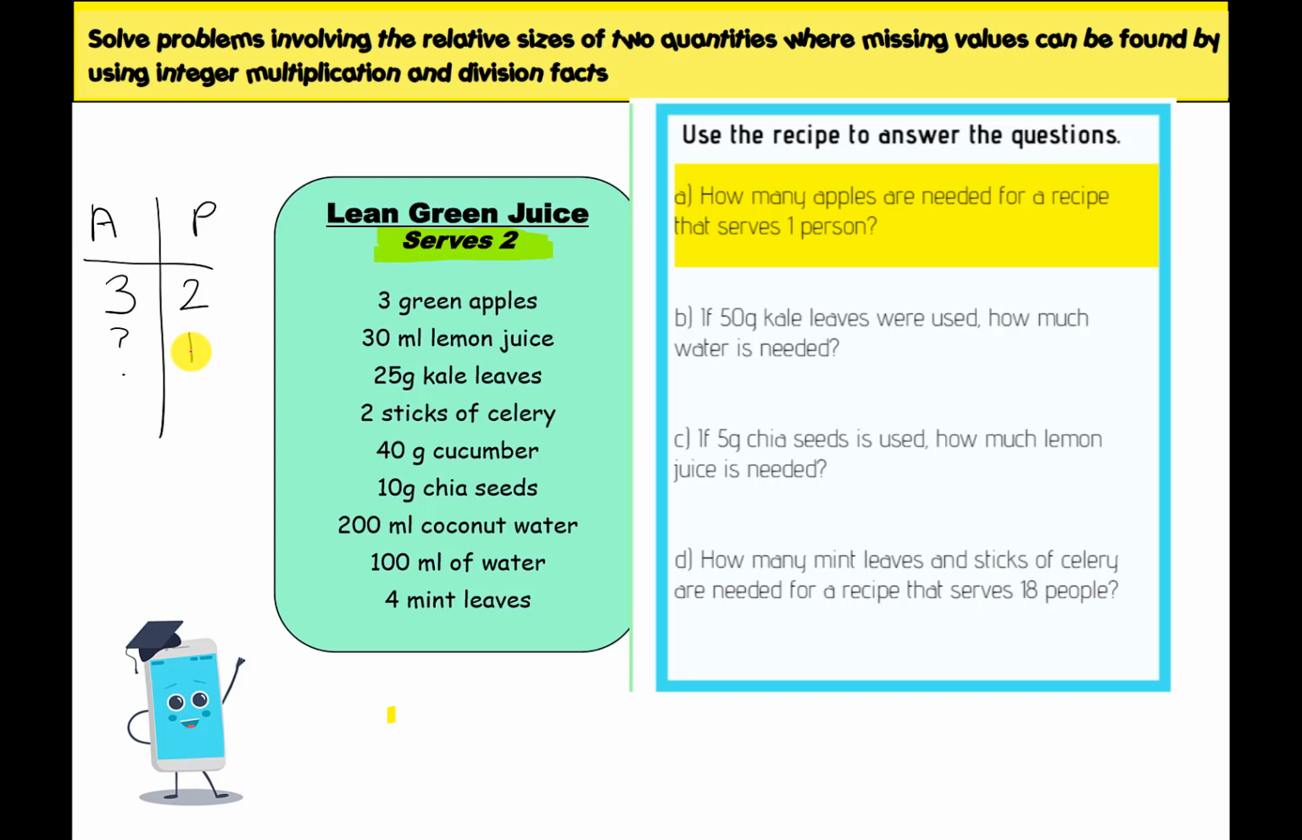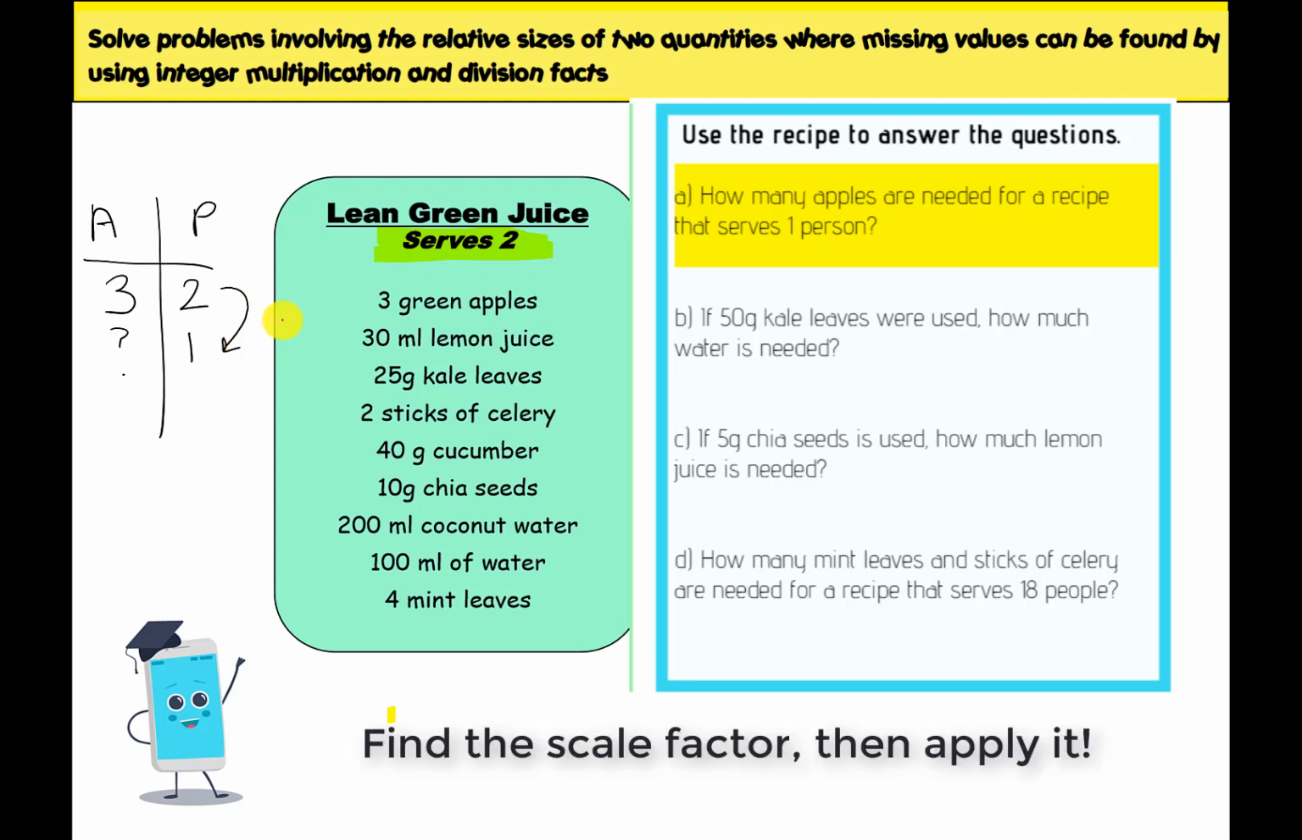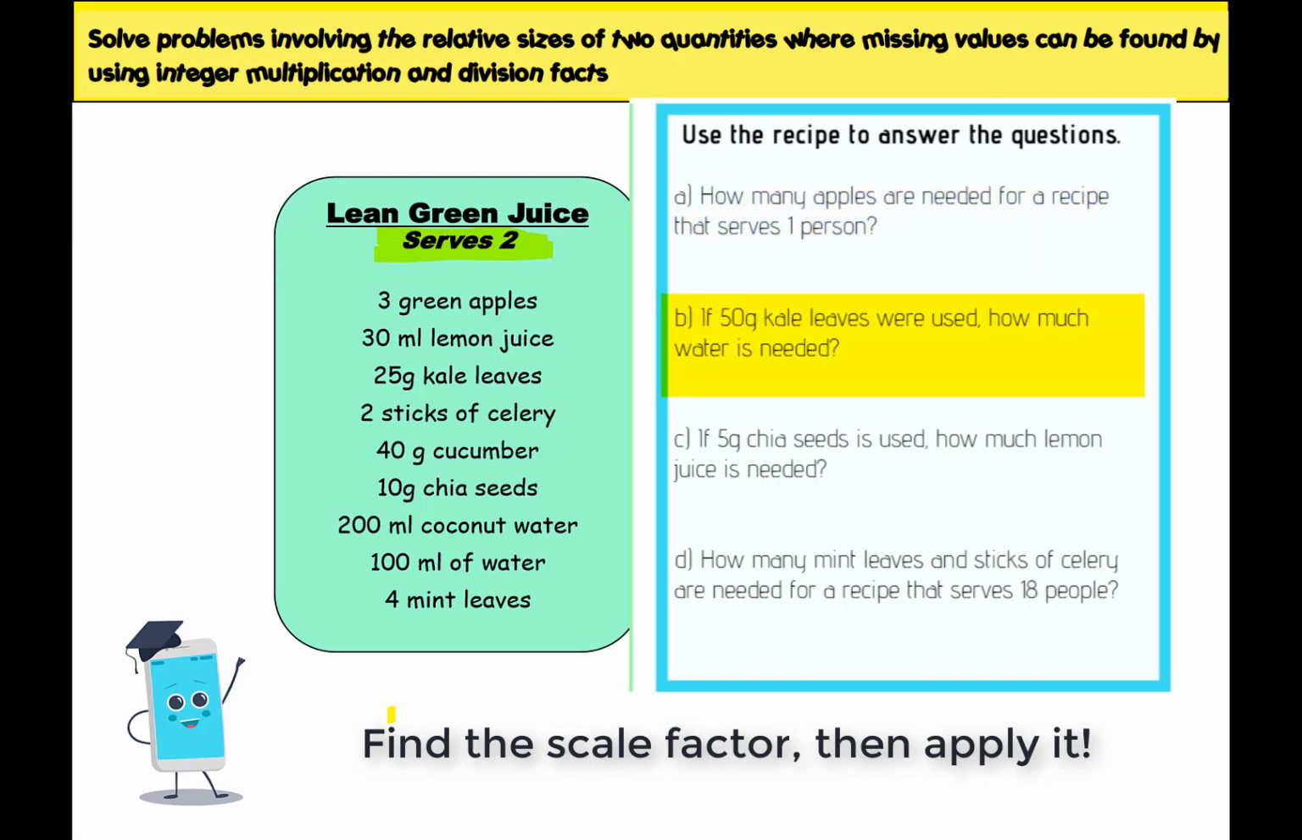Now, if you write it like that, you can see we've got these two that we can compare. What do I need to do to this column? What's my scale factor? Now, first of all, I know I'm reducing, so I'm going to divide, not multiply. What am I dividing by? When I find my scale factor, I'm going to apply it to the apples, the 3 in my apple column, and that will give me my answer. Let's look at the next one.